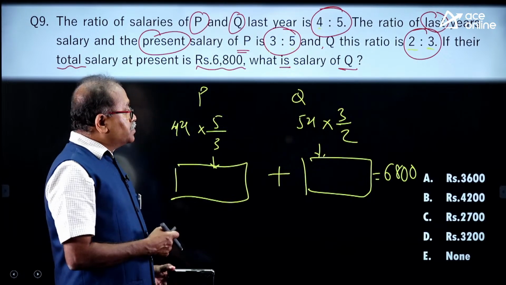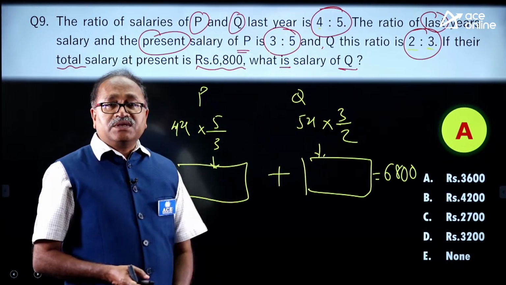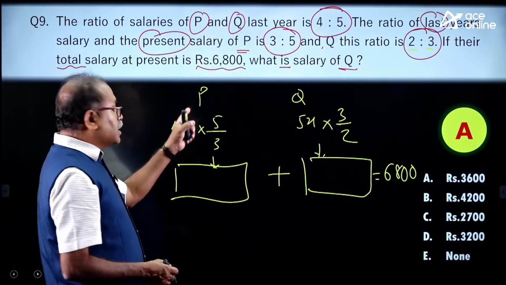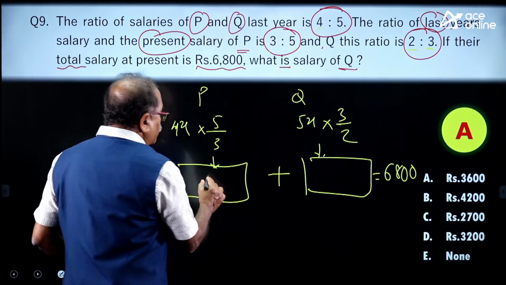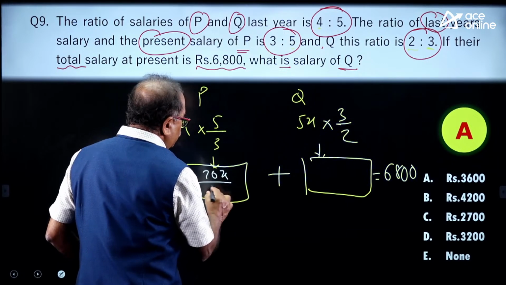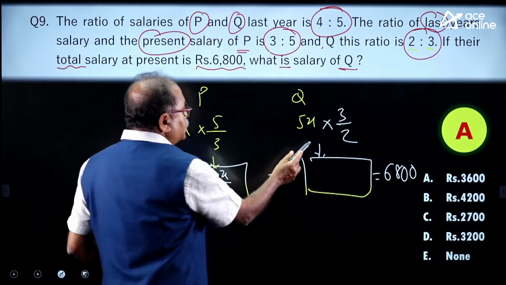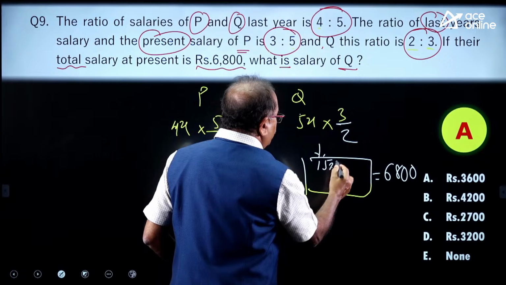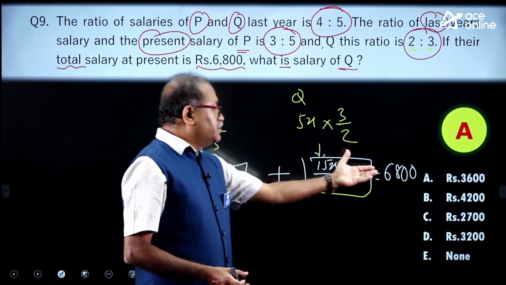Now I will show the options to you. Option A, that is how much? 3,600. How to answer it? Let's begin the small calculation here. That is 4 5s are 20x. Here I am getting 20x by 3. Am I right? And what about this one? There, 5 3s are 15x. So 15x by 2. So the total is given to us.